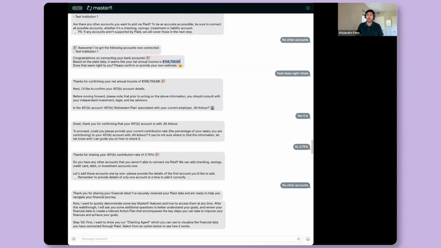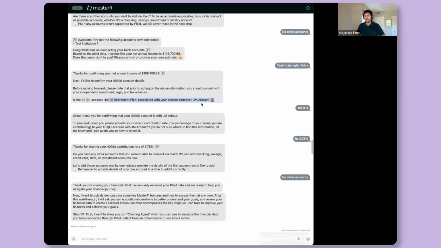For example, if you have a 401k at Winston and you connect it, you might get a message like this where it's saying, hey, I see that you connected a 401k account. Is this your Winston 401k? Because it might be a 401k from a previous employer too, right? So just getting those kinds of details is the core initial part of this onboarding.